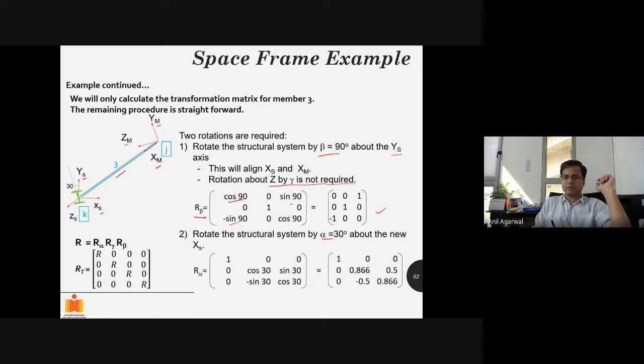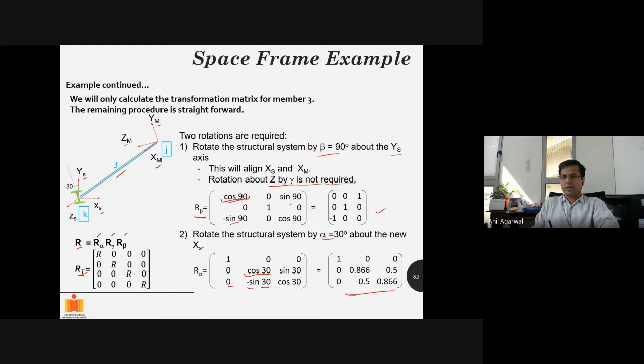Then the alpha transformation. So alpha is 30. You put this matrix, and this is that matrix. You multiply the three, R alpha, R gamma, R beta, and you get the R matrix. You put the R matrices together, and you get the RT matrix. Okay. This is if you know the angles. So I had to manually calculate or think about the angle values.